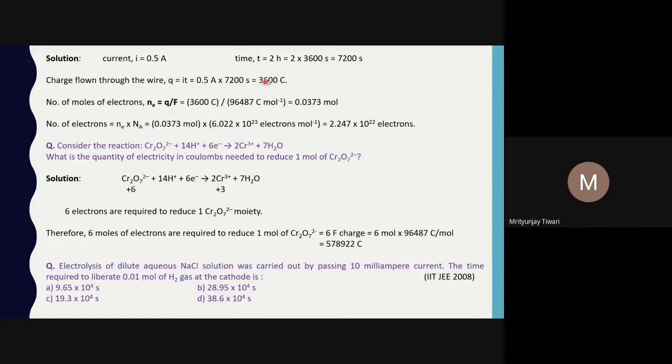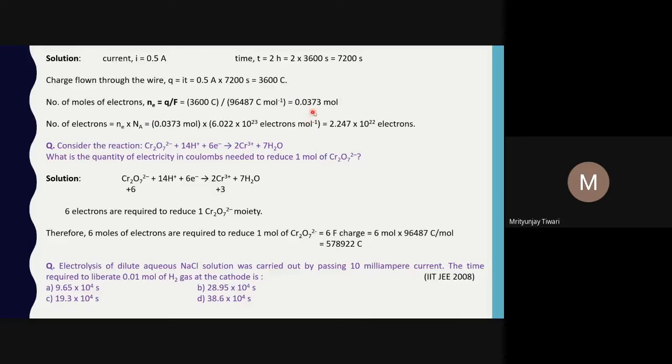So 3600 coulomb charge means what? How many moles of electrons? This is the total charge, and we know 1 mole of electrons contains 1 farad charge. So the number of moles of electrons will be the value of charge divided by 1 farad, Q divided by F. So 3600 coulomb divided by 96,487 coulomb per mole. On solving, we get 0.0373 moles of electrons.